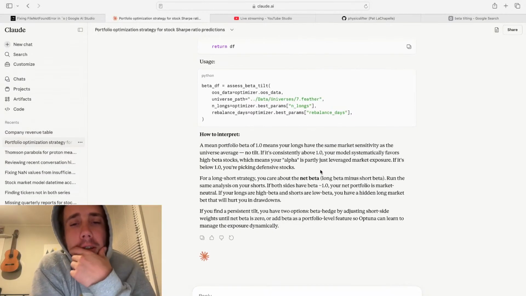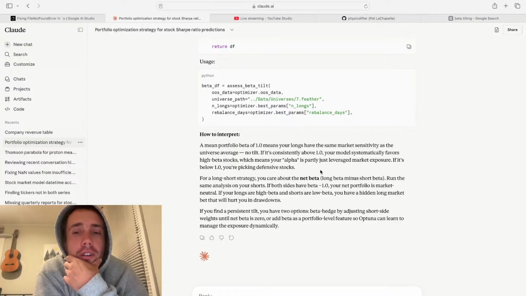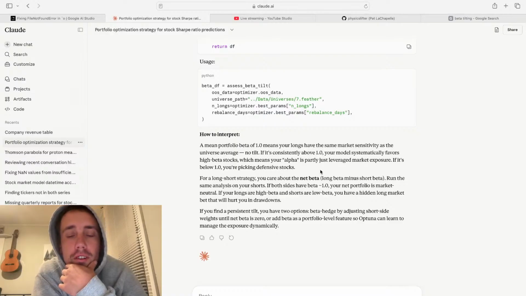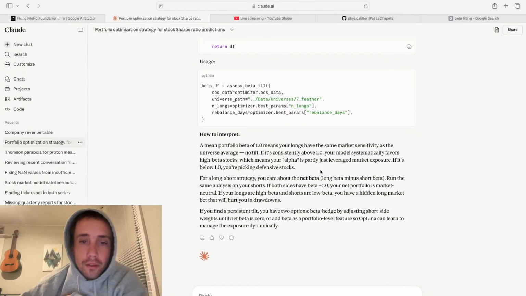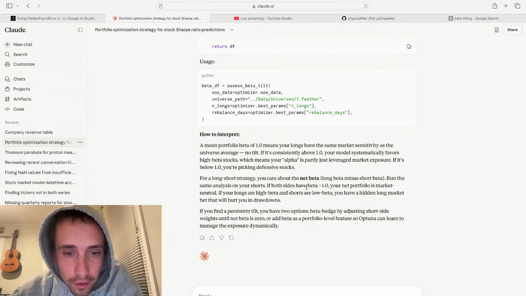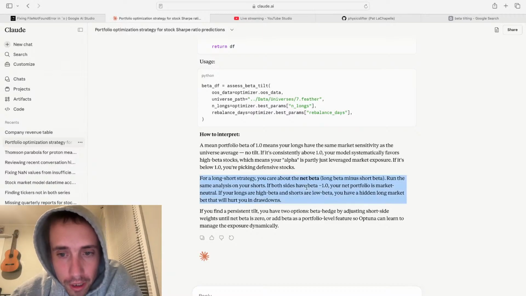A mean portfolio beta of 1 means your longs have the same market sensitivity as the average, no tilt. If it's consistently above 1, your model systematically favors high beta stocks, which means your alpha is partly just leveraged market exposure. If it's below 1, you're picking defensive stocks. For a long-short strategy, you care about the net beta. Long beta minus short beta.